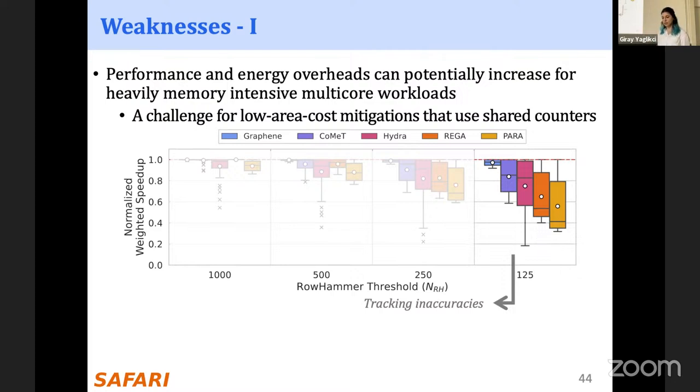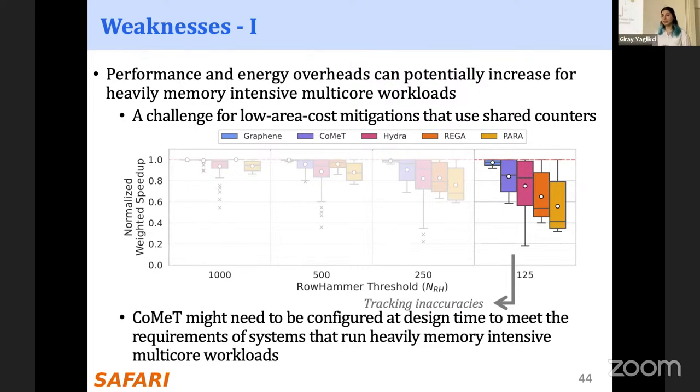It's the same with Hydra as well. In this figure, you can see that both have more performance overheads compared to Graphene when you consider single-core application results. So for the average case, maybe you don't have a prohibitively large performance overhead, but maybe you have a special system that you know will execute a lot of heavily memory-intensive applications all the time at the same time. Then maybe you need to configure CoMeT at design time to meet the requirements for that special system, and this could take some time. Well, you have some help from sensitivity analysis, but that might be one of the weaknesses when you consider the extreme cases.